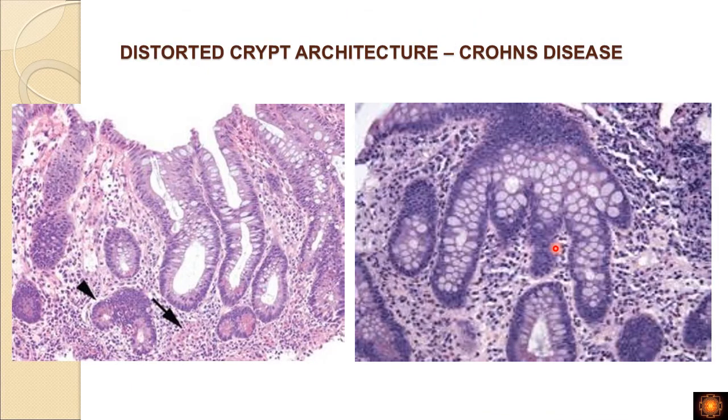Now this is what I mean by a distorted crypt architecture. You can see the branching of the crypt architecture. Here also you are seeing budding and branching. Here you have ill-formed granulomas.